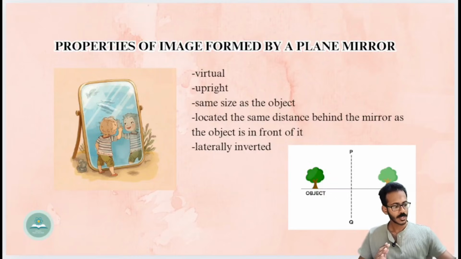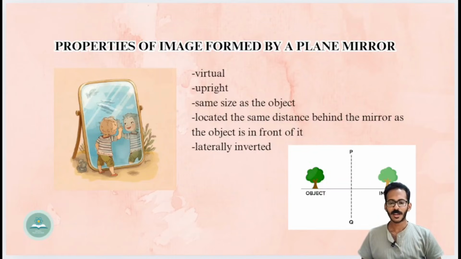The next point is the size of the image will be always equal to the size of the object. Suppose here you can see the child looking into the mirror. He can see his image inside the mirror. His height, his length or his breadth, whatever it is, will be same as his own. The image size and the object size will be same.